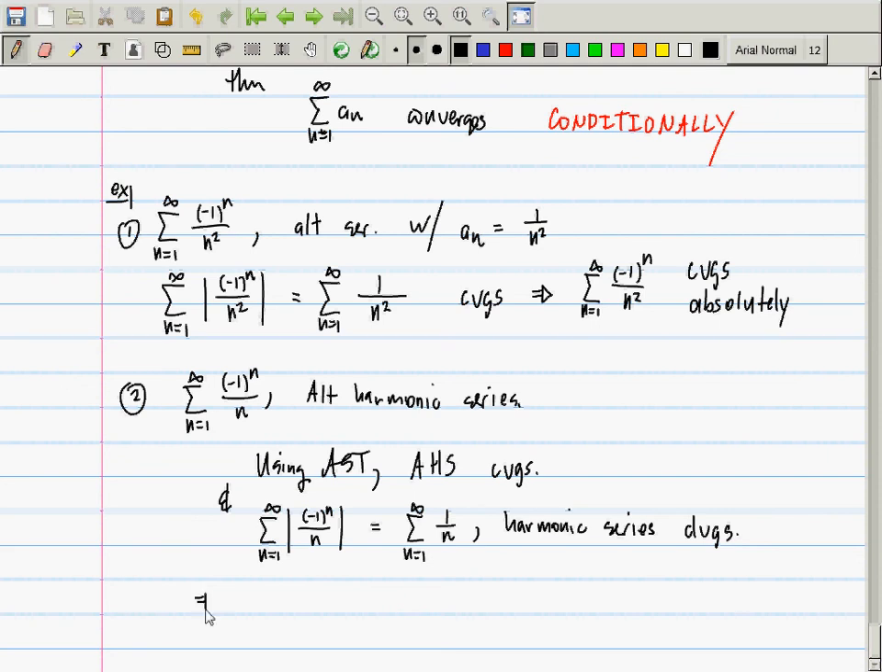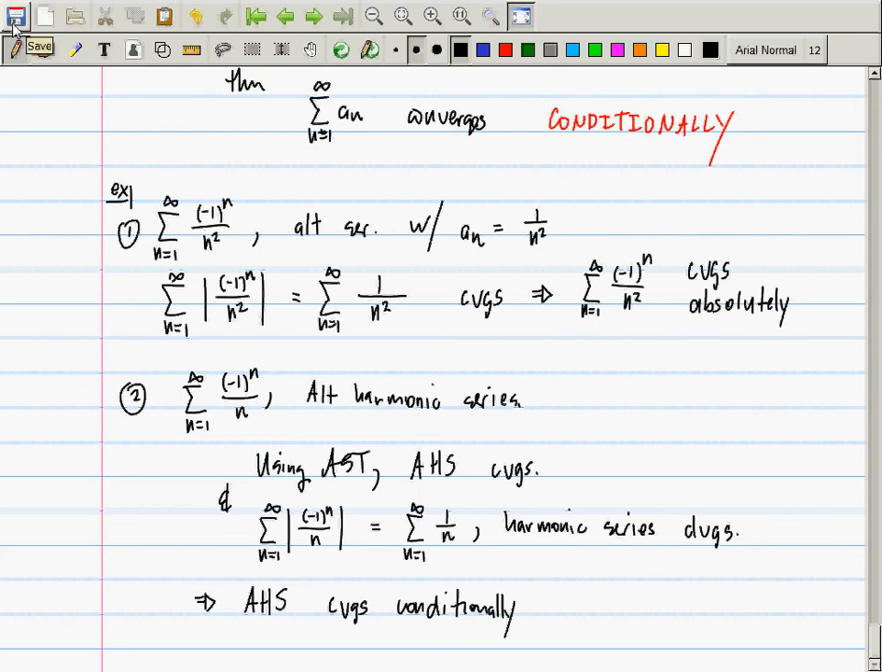Okay, so the conclusion here is that the alternating harmonic series converges, but not absolutely, so it is said to converge conditionally. Wonderful.